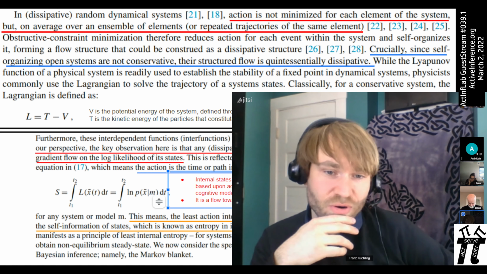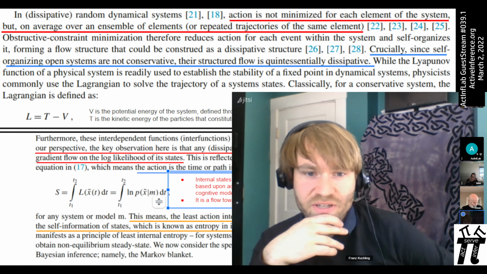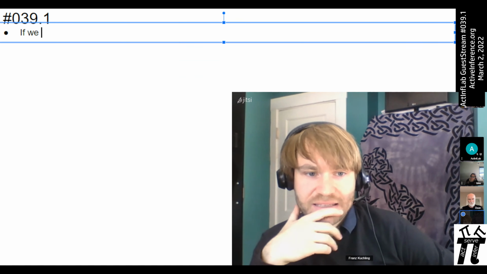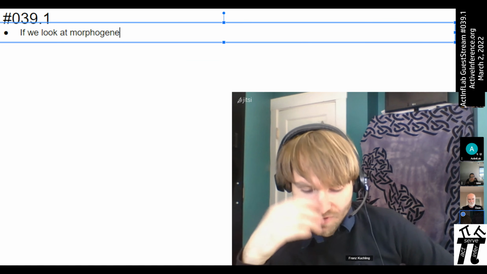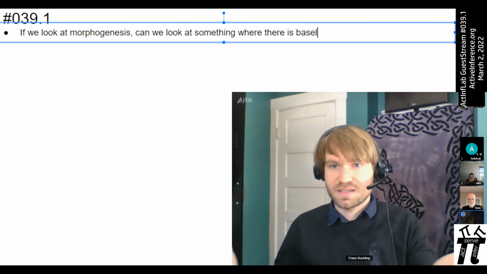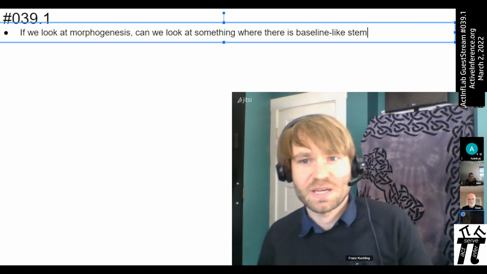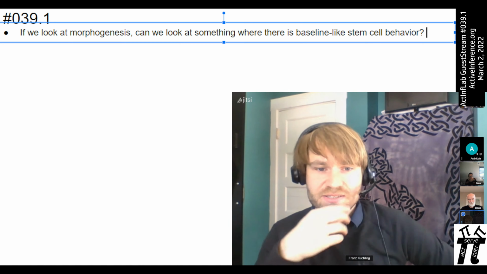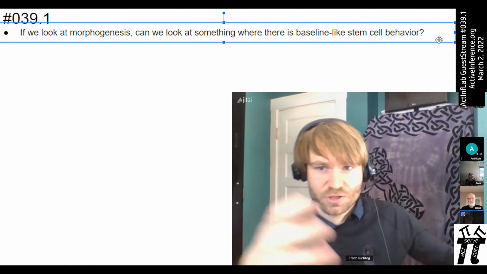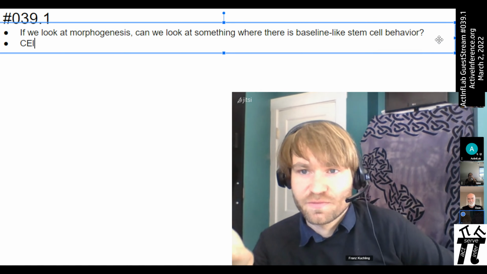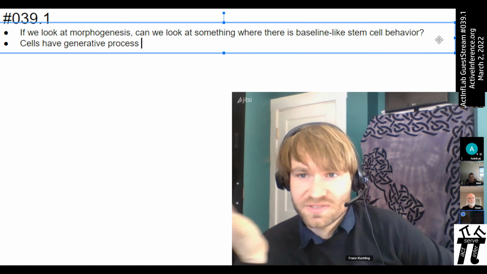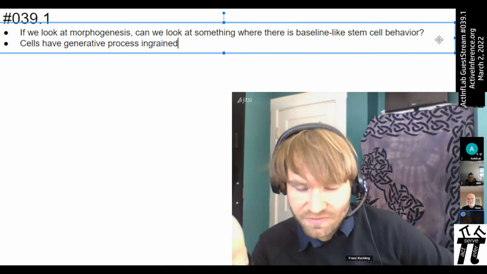So the overall goal of the paper and of that part of my work is to see, if we look at morphogenesis and similar biological processes, can we look at something with very baseline stem cell-like behavior, where you have cells that do a morphogenesis basically. The idea is you model cells that are uninformed. They have some kind of genetic code, something that encodes their structure. Basically you have the generative process already ingrained in the generative model in those cells, but they're stem cell-like. They haven't yet achieved their final form.